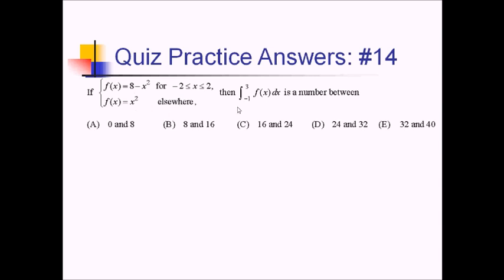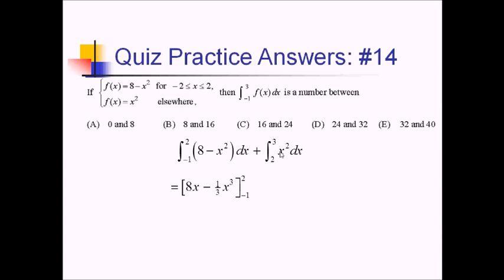I need the integral from negative 1 to 2 of 8 minus x squared. And I need the integral of 2 to 3 of just x squared. All right, let's go ahead and use our fundamental theorem to evaluate this. So this will be 8x minus, bumping that up to a 3, we've got 1/3 x to the third, evaluated from negative 1 to 2.